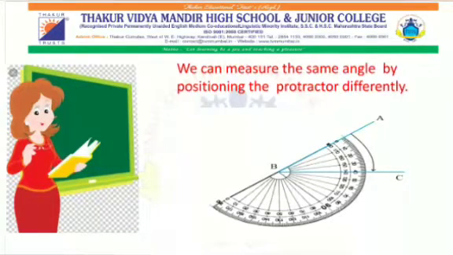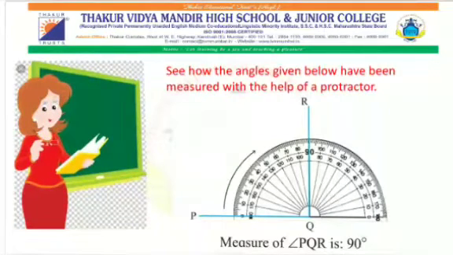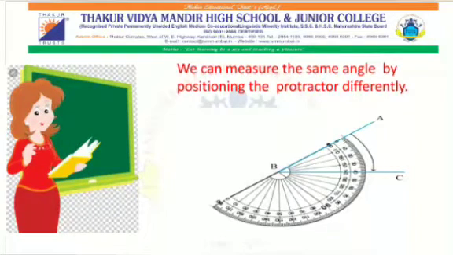In the second step, find the zero mark on the side of BA. Count the marks starting from the zero on the side of point A. See which mark falls on the arm BC. Yes, read that mark, students, and observe that here too the measure of angle is 40 degree.